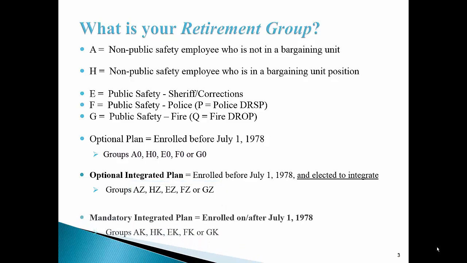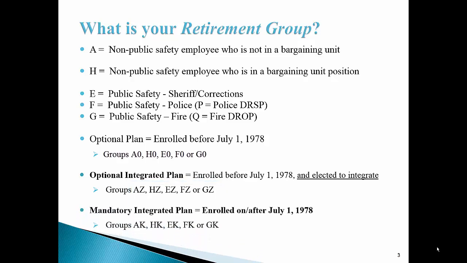If you enrolled on or after July 1st, 1978, you are a member of the mandatory integrated plan. Your retirement code will consist of a letter and then the letter K. You can locate your retirement group code on your biweekly pay slip.